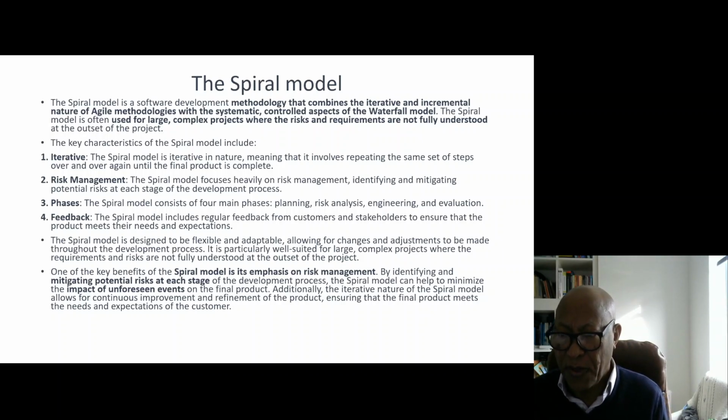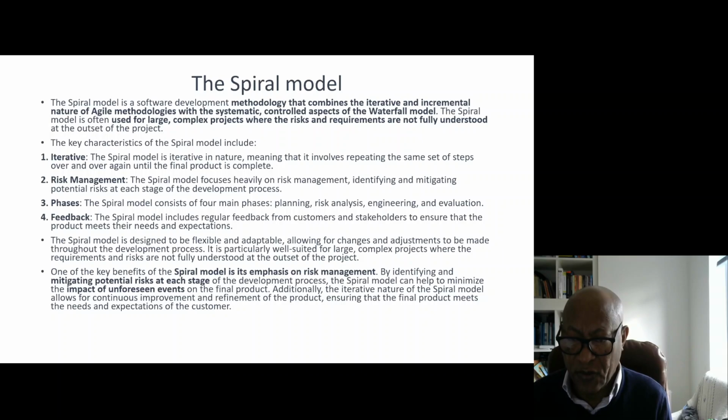So the feedback: the spiral model includes regular feedback from customers and stakeholders, to look at whether the product meets their needs and expectations. The spiral model is designed to be flexible and adaptable, allowing changes and adjustments to be made throughout the development process. It is particularly well suited for large, complex projects where the requirements and risks are not fully understood at the outset of the project. So this is a sort of continuous looking.